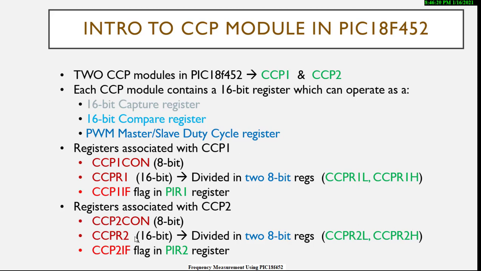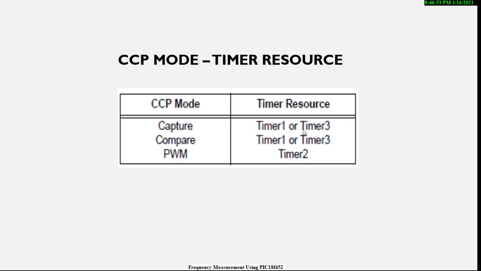These are CCP2CON, an 8-bit register used to configure the CCP2 module of the PIC, and CCPR2, which is a 16-bit register. This register is used to store the contents of the timer, similar to CCPR1, and similarly the CCP2 module has a flag pronounced as the CCP2 interrupt flag. Whenever we use the CCP module, we have to use a timer with it.